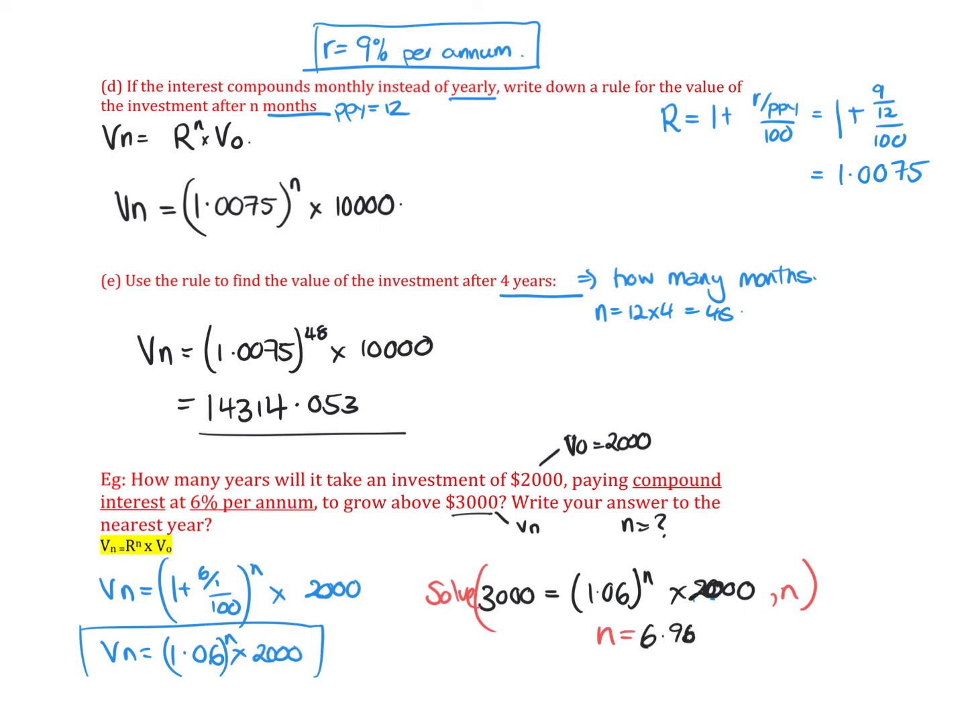Okay, so when I solved that, I got 6.96. So how long does it take to grow? If you go to 6.96 years, that's when it hits 3,000. So I have to always go above. So what am I going to say? Yeah, good. So therefore, 7 years is the answer, okay?